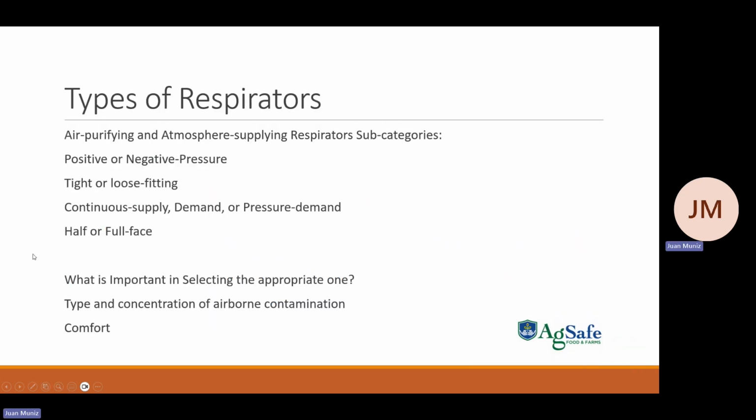And the types of respirators, we said there were two types, the air purifying and the atmosphere supplying respirators. Under those you have positive or negative pressure, tight or loose fitting, continuous supply, demand or pressure demand, half or full mask. And you might ask yourself, what is important in selecting the appropriate one? Typically, the type and the concentration of airborne contaminant and the comfort are the most important in selecting an appropriate respirator.